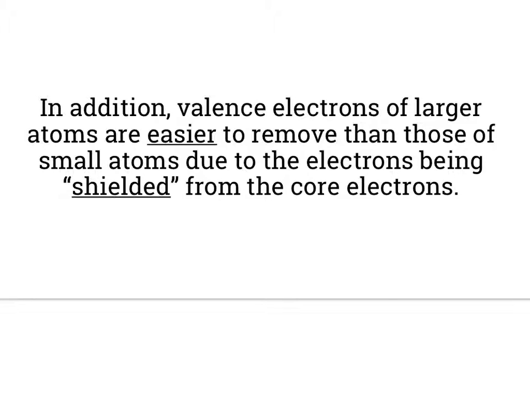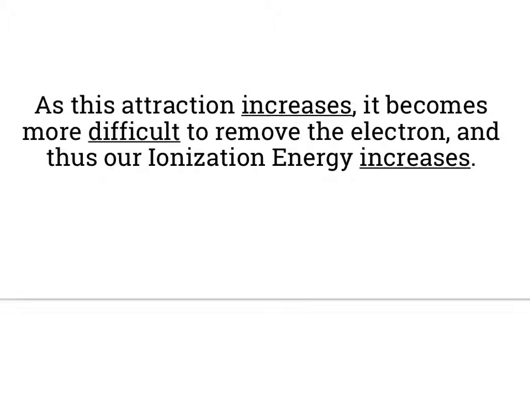In addition, valence electrons of larger atoms are easier to remove than those of small atoms due to electrons being shielded from the core. Because the farther out you get, the more electrons there are between the atoms, and thus they're basically shielded. They've got less attraction. You can pull them off easier, so our ionization energy will be less for those. As that attraction increases, it does become more difficult to remove the electron, and so our ionization energy will increase because it takes more energy to remove an electron.